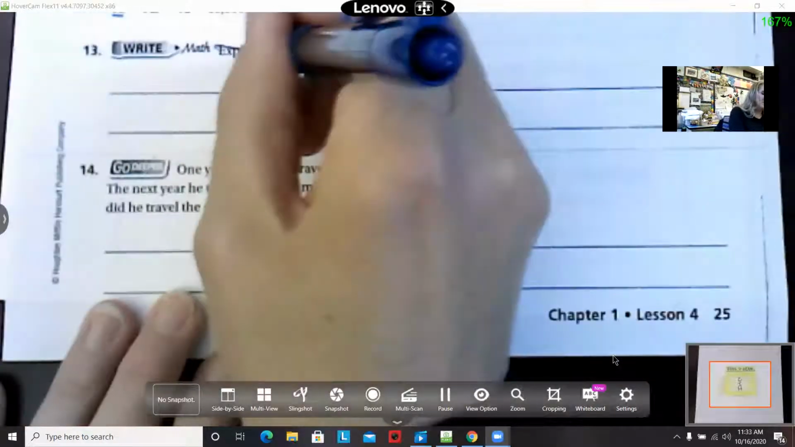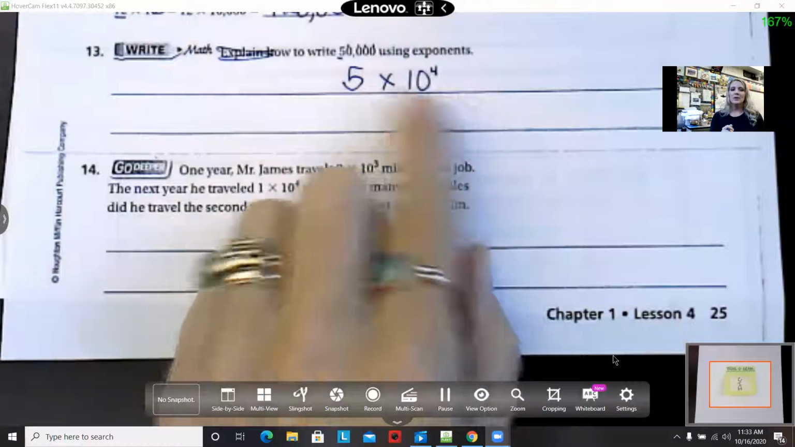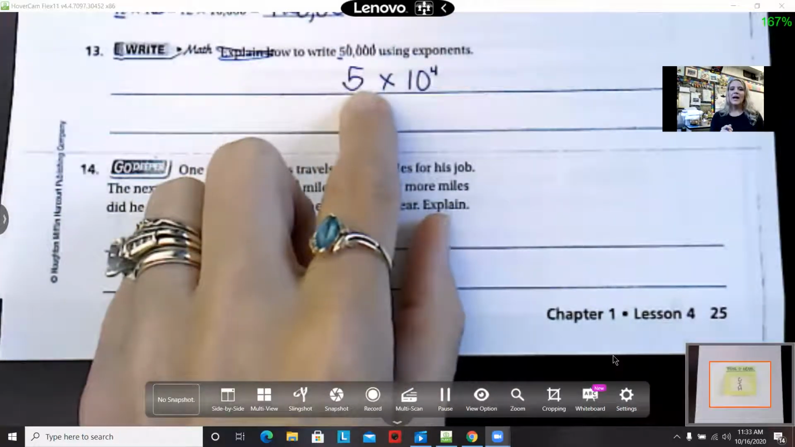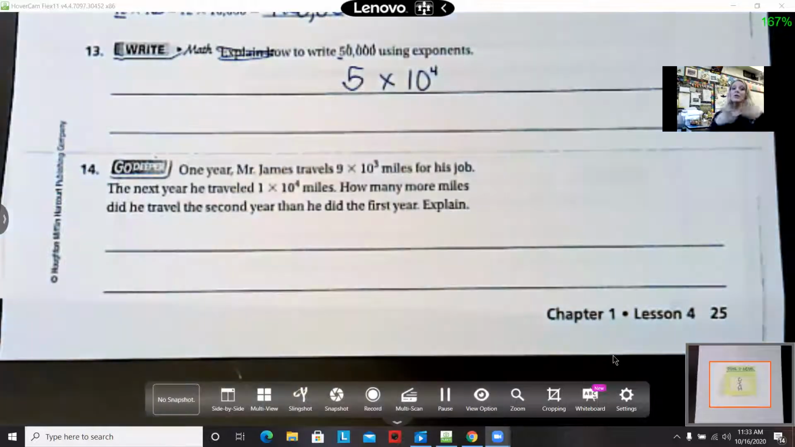Okay, and you know me, I'm not much about the explaining. Let's just talk about it and write it down how to do it. 5 times 10 to the 4th power. We just copy down the whole number 5. We count how many zeros there are, and that means it's 10 to the 4th power.